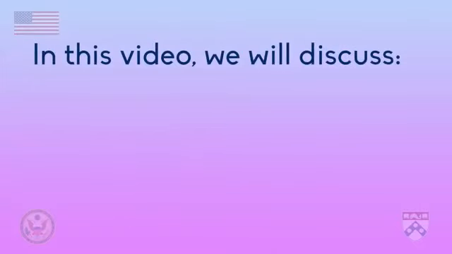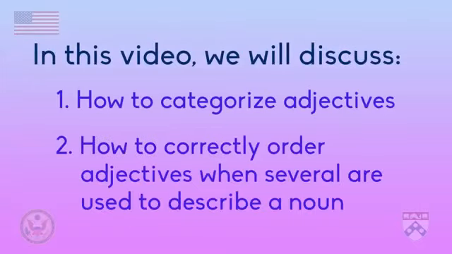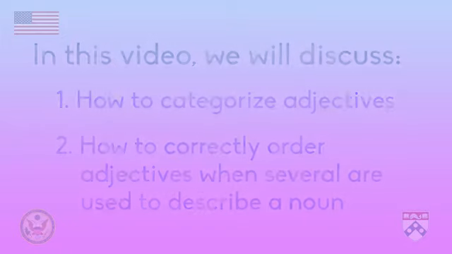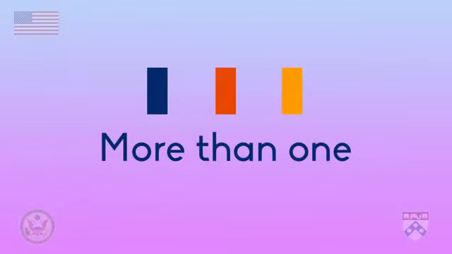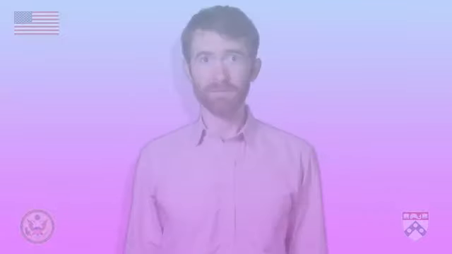Hello! In this video, we will discuss how to categorize adjectives and how to correctly order adjectives when several are used to describe a noun. As we mentioned in Unit 2, adjectives are words that describe a noun, such as blue, large, or beautiful. Sometimes you may want to use more than one adjective to describe a noun. If you do, you need to be careful that you put the adjectives in the correct order.